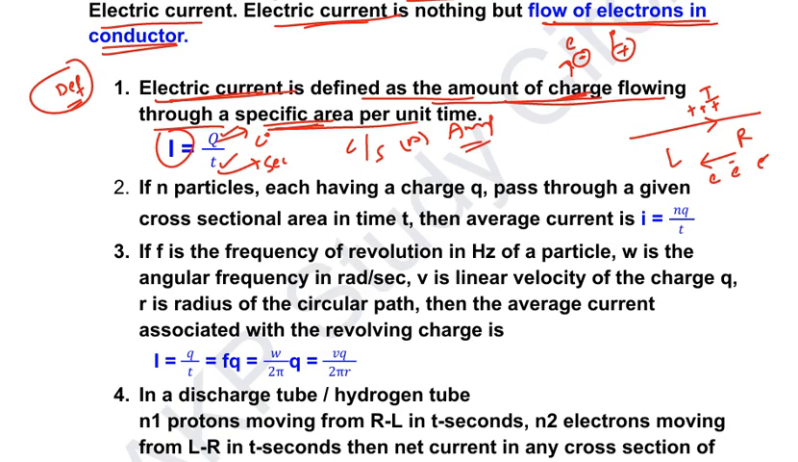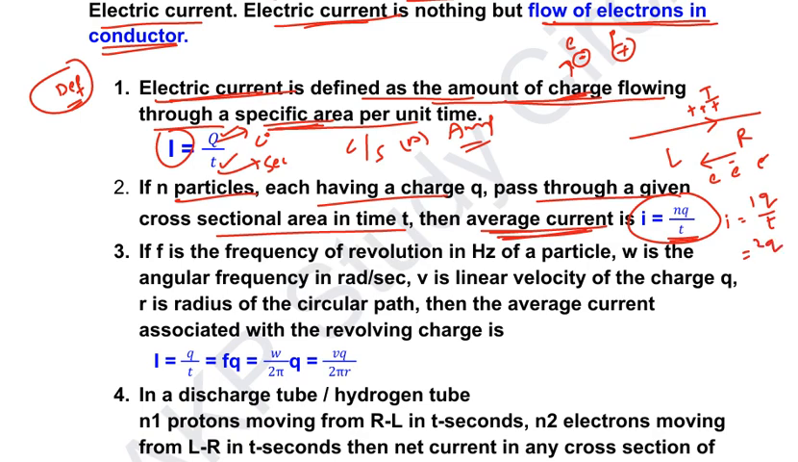For calculation of the average current, the formula is I equals NQ by T. If n particles each having a charge Q pass through a given cross sectional area in a time T, then average current I equals NQ by T. One charge particle is 1 Q by T, 2 particles is 2 Q by T, and 3 particles is 3 Q by T.